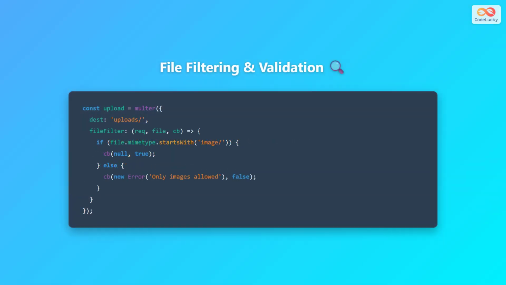To ensure that only certain types of files are uploaded, we can use Multer's file filter option. This code snippet demonstrates how to configure Multer to only accept image files. The file filter function checks the MIME type of the uploaded file and only allows uploads if the MIME type starts with image/. Here is the code.